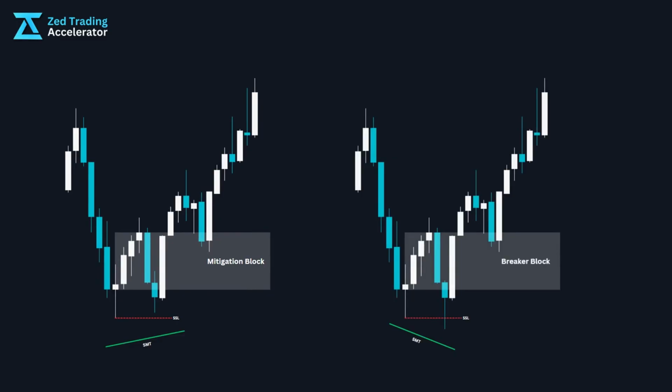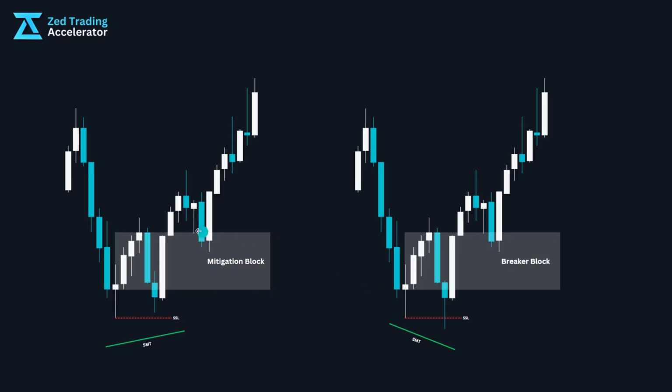And here we have a valid breaker block. So here is how we use exactly a mitigation block. Alright, so this is a bullish example. For example, we have a higher time frame PD array that we reach, for example, a 1 hour fair value gap. We reach right here, alright?